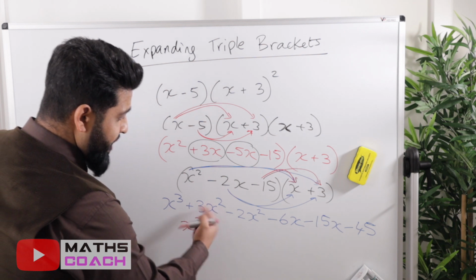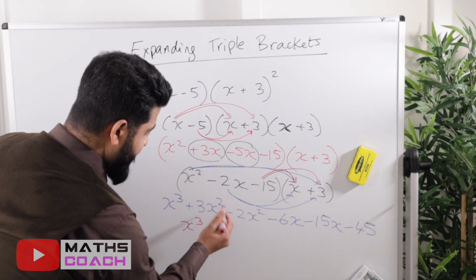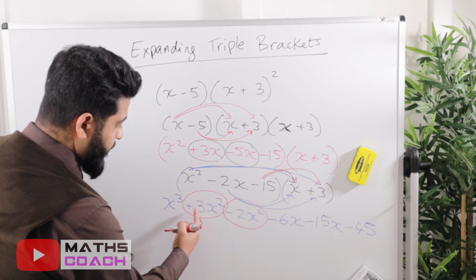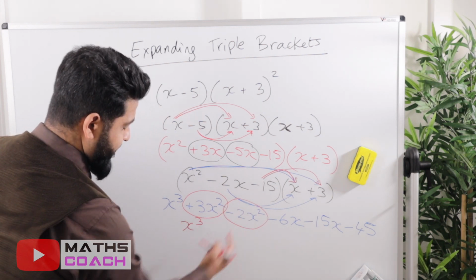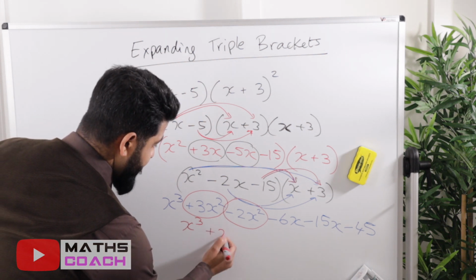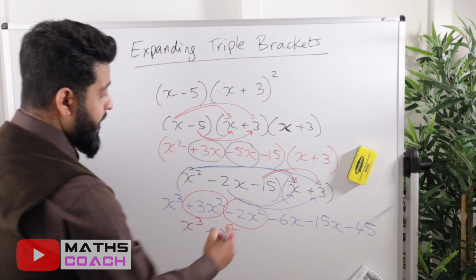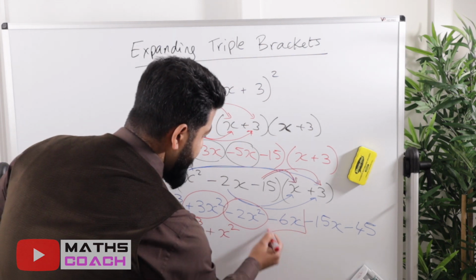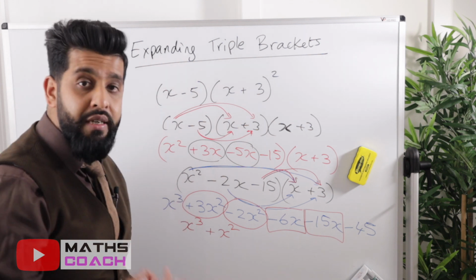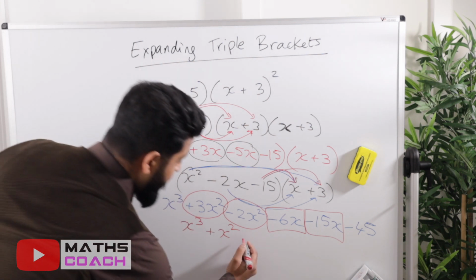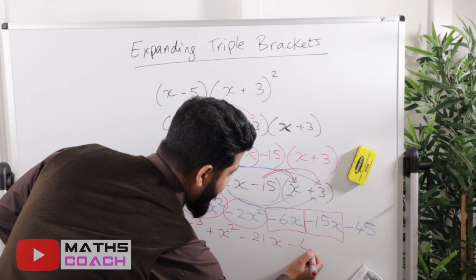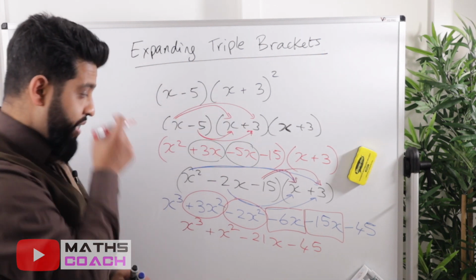Plus 3x squared, if we scan along, right next to that is a similar term. So just identify it like that. So 3x squared minus 2x squared is 1x squared. So that is going to be plus x squared. Minus 6x here and minus 15x. So minus 6 minus 15 is minus 21. So minus 21x. And minus 45 has nothing. So it's just going to be written like that.